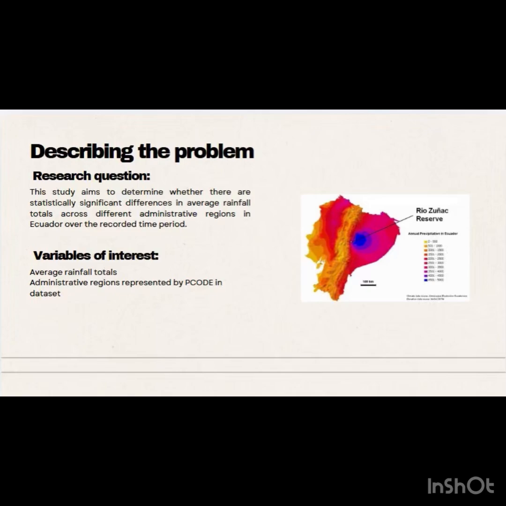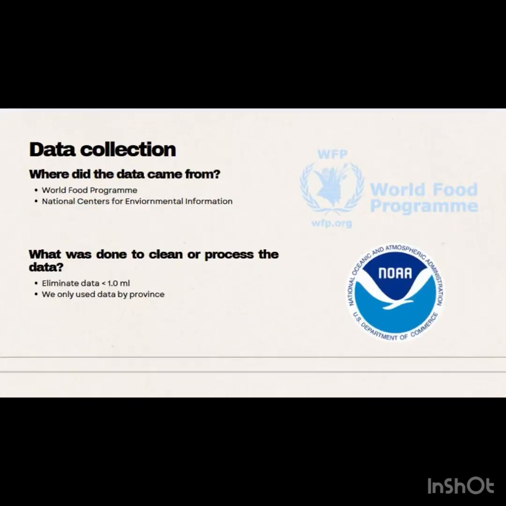So to answer this question, we analyze two main variables. The first variable is the average rainfall totals, which represents the amount of precipitation recorded. And the second variable is administrative regions, represented by P code in our dataset, which identifies different provinces in Ecuador. By comparing rainfall values between regions, we aim to determine whether geographic locations influence precipitation patterns in Ecuador.